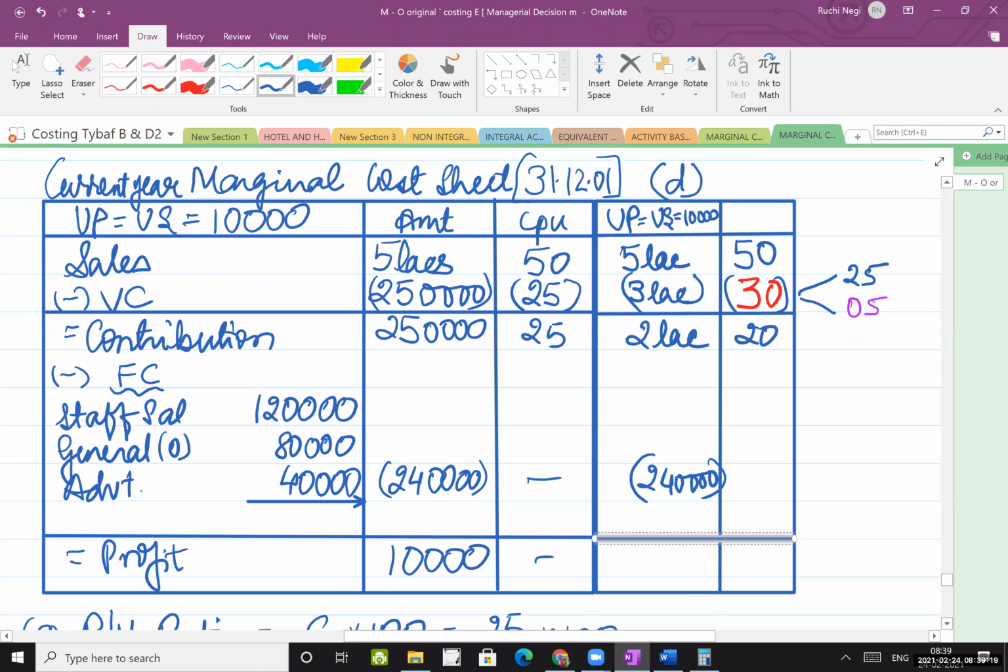Obviously, other things remaining constant. Please don't forget that rule for type 3. So ये कितना हो जाएगा? Oh, there is a loss of 40,000. Is this clear? समझ में आया? Clear to everyone?